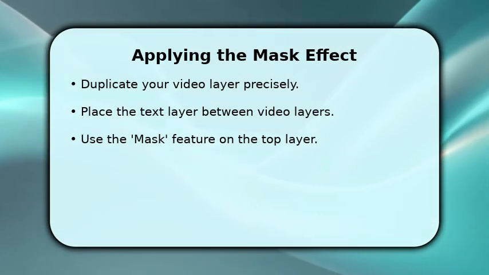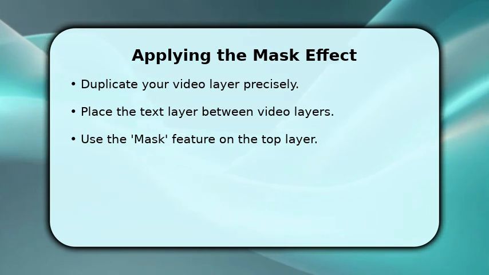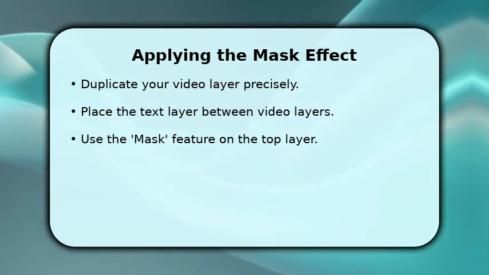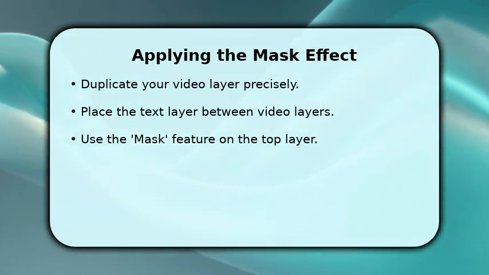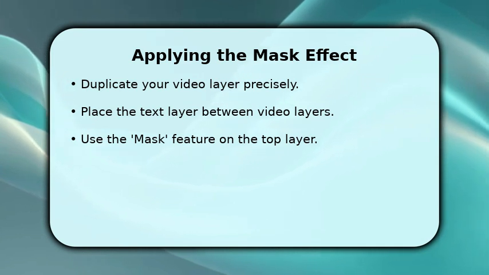Now, duplicate your main video clip and place the text layer directly between the two video layers on your timeline. Select the top video layer. In the right-hand panel, find the mask option.